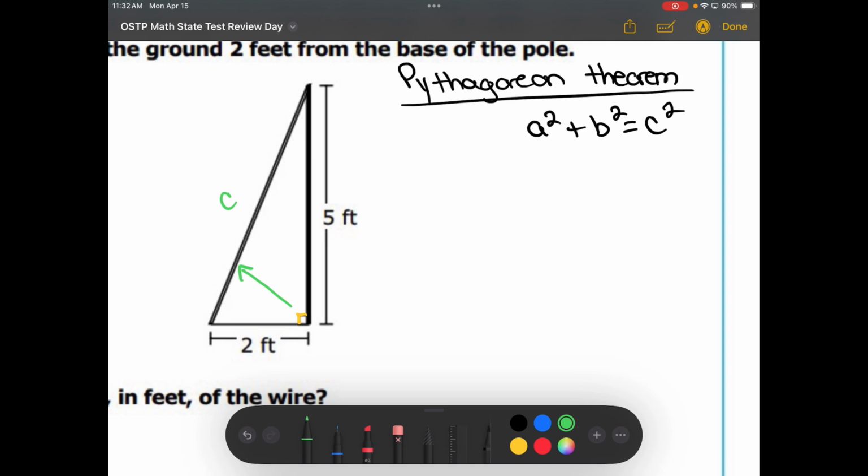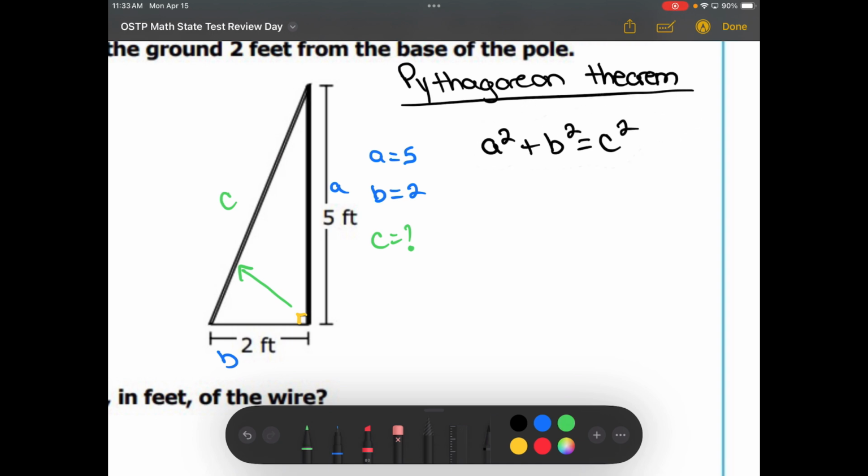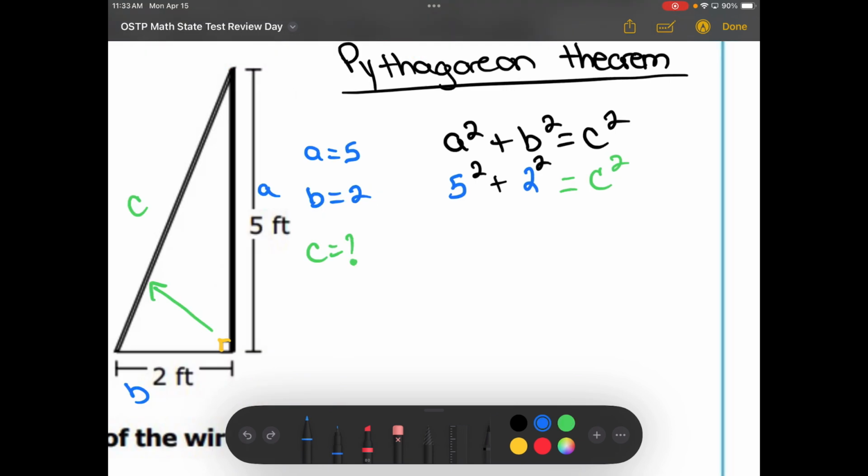So that means we know this is C. And that means here's my two legs. So let's label. A equals 5. B equals 2. And C, question mark, because we don't know what C is. So now we can just plug it into our formula. 5 squared plus 2 squared equals C squared. So I know that 5 squared is 25. And I know that 2 squared is 4.